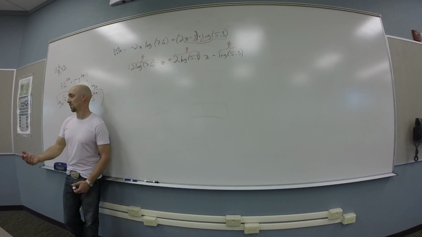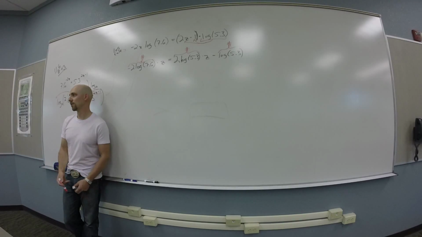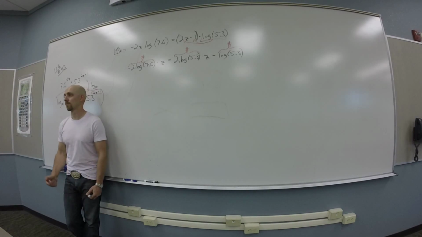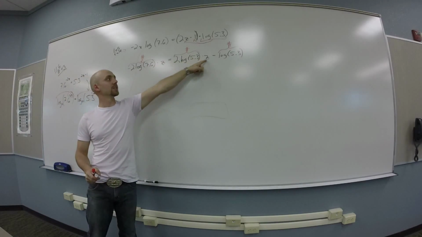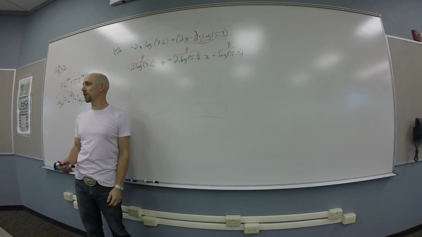Yeah, you want to combine like terms, right? You want the z's on one side and the numbers on the other. Okay, so which numbers have z's attached to them and which ones don't? 2 log 5.3 and negative 2 log 7.3. This guy's a number with a z on it. That guy's a number with a z on it. They're on opposite sides of the equal sign. I would like to remedy that.